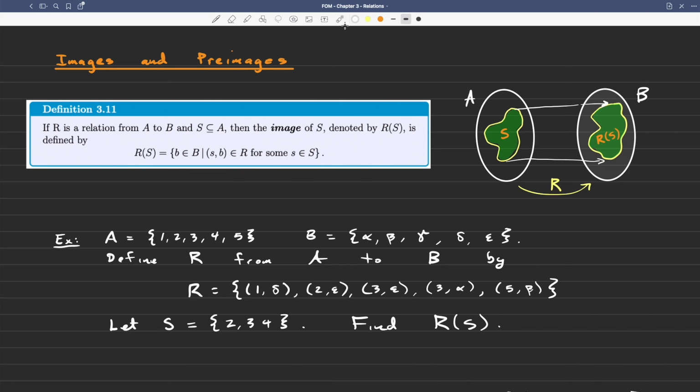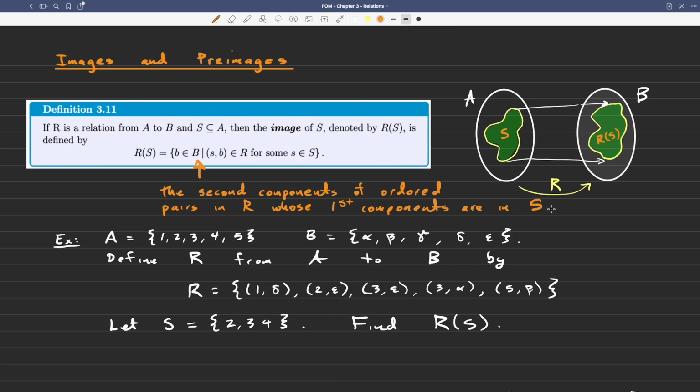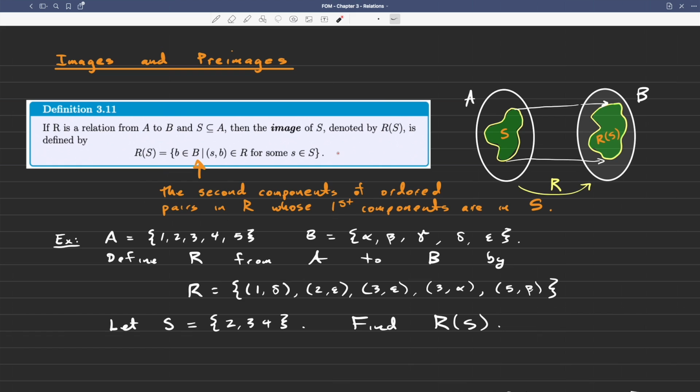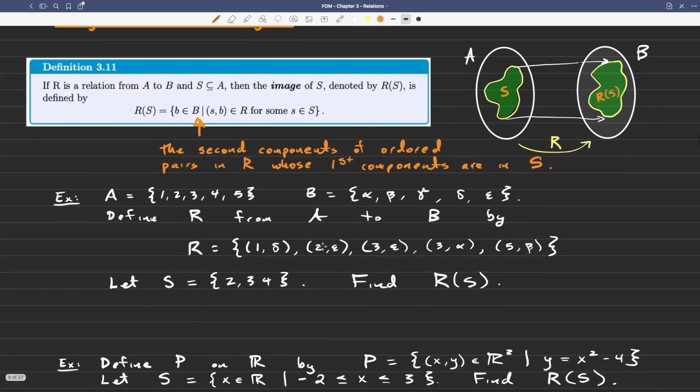So when I think about this image, it's the second components of ordered pairs in R whose first components are in the set S. When I think of the concept of image, this is my sort of human interpretation of it that I carry around. And then what I can do is convert this human version of it into this more technical version up here as needed when I'm doing a proof. But really, the part in orange is what I really carry around with me, and then I can reconstruct the other part as needed. Let's see how it works with a toy example.